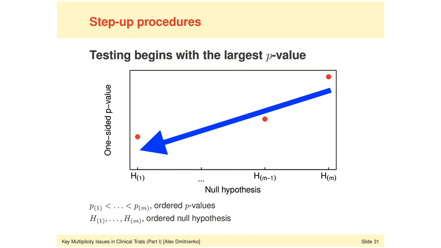Otherwise, that is, if the largest p-value turns out to be non-significant, testing does not stop. A step-up procedure simply accepts the first null hypothesis in the sequence, and it's going to proceed to the next hypothesis in this sequence. This testing algorithm is then applied to all null hypotheses until the procedure reaches the end of the sequence, which will be the hypothesis that corresponds to the smallest p-value.